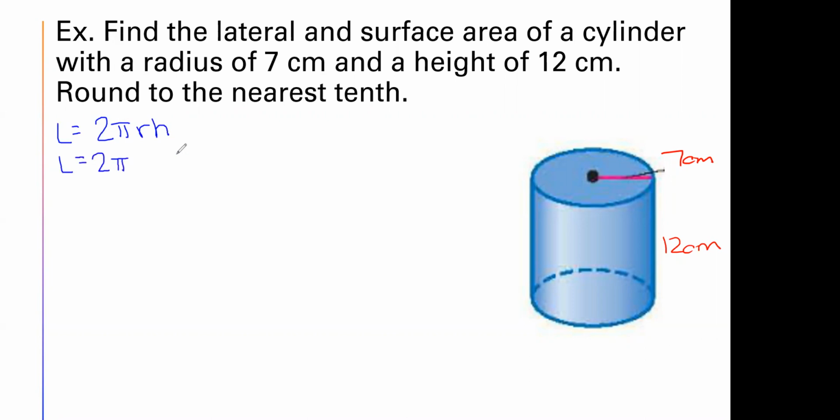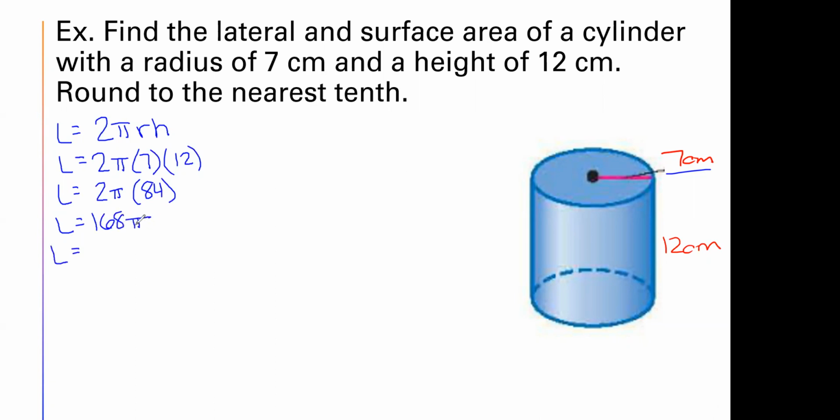We know 2 and pi. The radius is 7 centimeters. I'll put that in parentheses. The height is 12 centimeters. I'll put that in parentheses as well. So I'm going to go ahead and multiply the 7 times the 12 first, and that would be 84. And then 2 times 84 would be 168. Okay, and then I'm going to multiply that by pi.